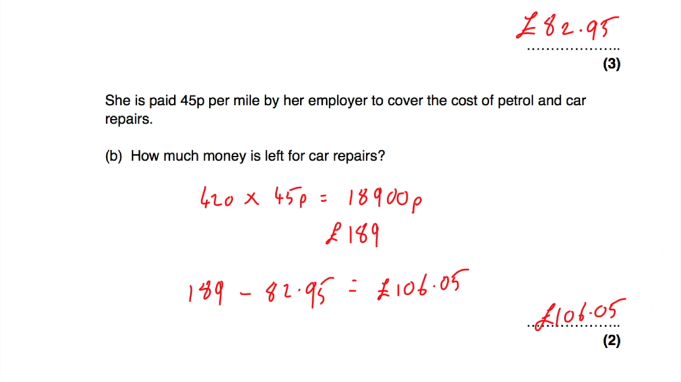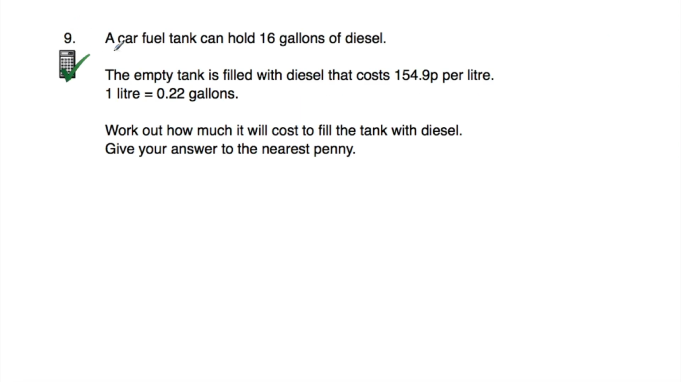Okay, let's have a look at our next question. Okay, let's have a look at question number 9. So question number 9 says, a car fuel tank can hold 16 gallons of diesel. So there's a fuel tank in a car and it holds 16 gallons of diesel. And the empty tank is filled with diesel that costs 154.9 pence per litre. And 1 litre equals 0.22 gallons. And we're asked to work out how much it would cost to fill the tank with diesel. Give your answers to the nearest penny.